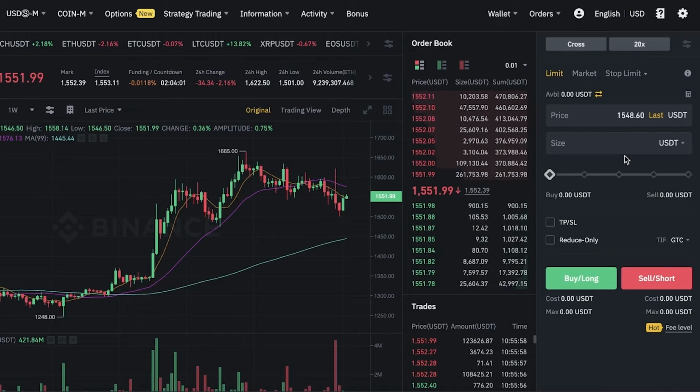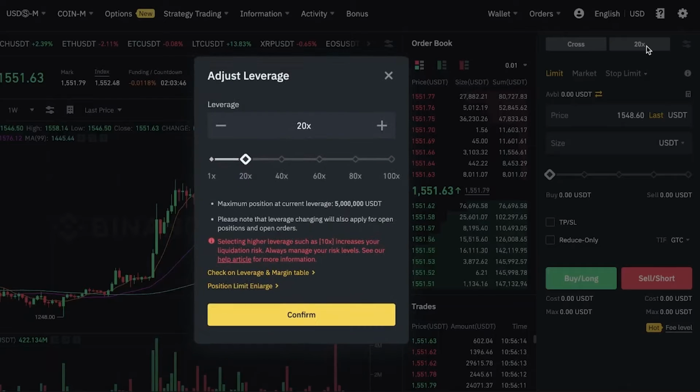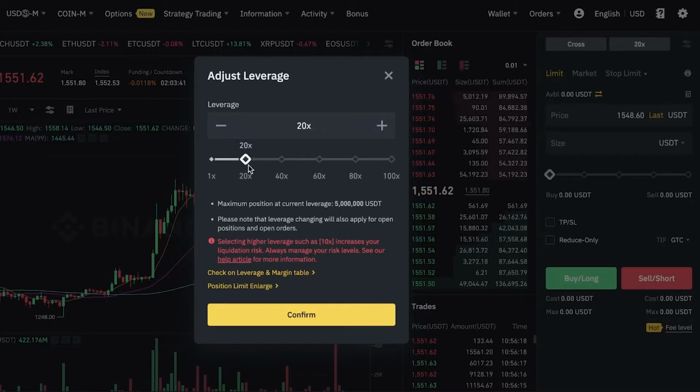So in this way, you can bet on the price, and if the trade goes according to what you have predicted, you will be getting a profit. If the trade does not go how you have predicted, you will be getting a loss. Now, what makes it more risky is that not only can you bet with your own money, but you can see over here on the top, you have this 20x. If you click on this, this is leverage.